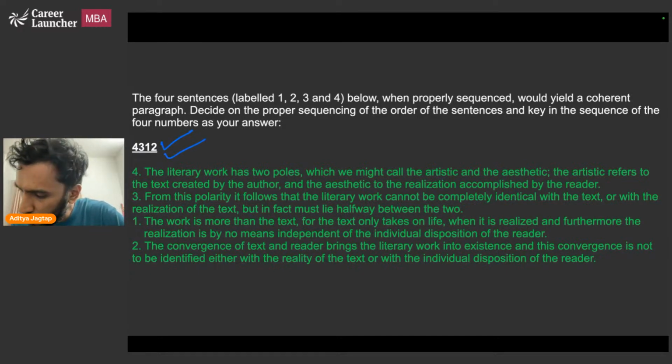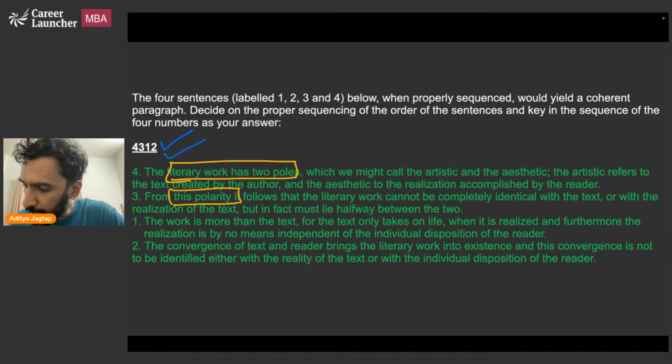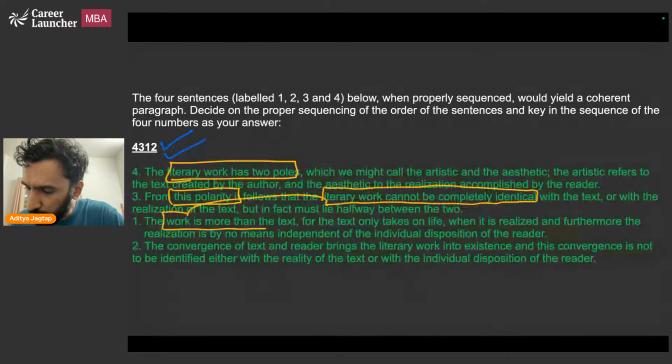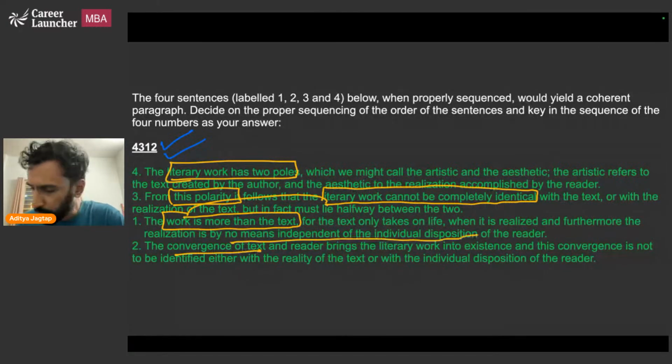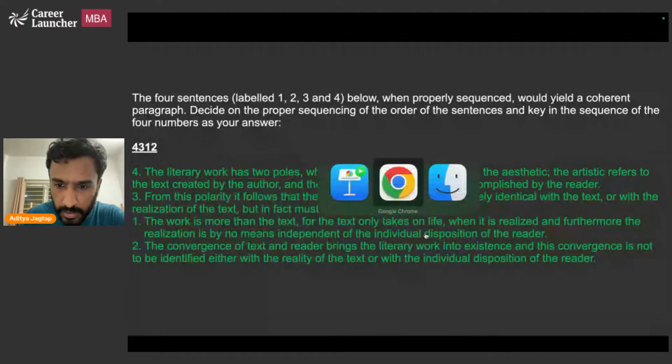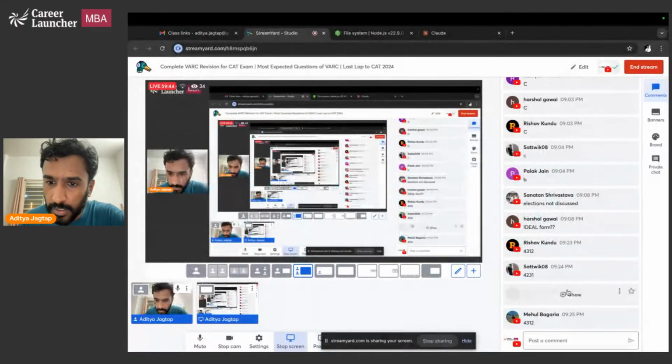What I want all of you to notice is this connection of this polarity with a literary work having two poles. The work cannot be completely identical. This tells us the work is more than the text, right? And the convergence comes by no means independent of individual dispositions. 4-3-1-2 is the sequence in this case. Some of you have gotten it right.